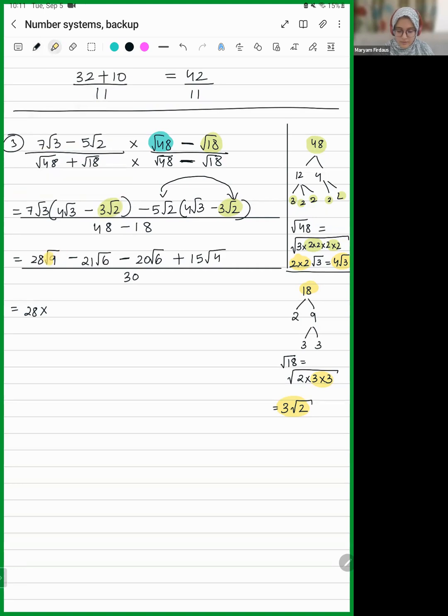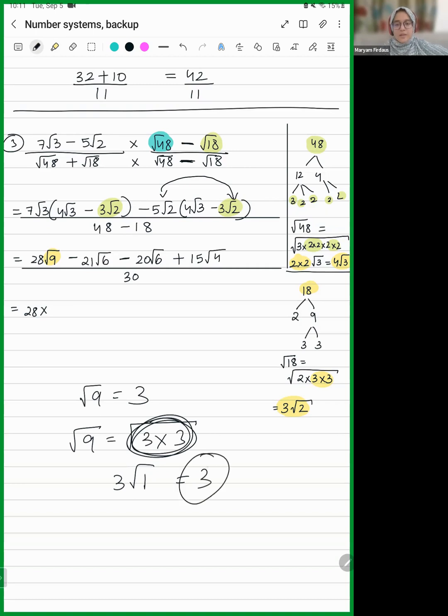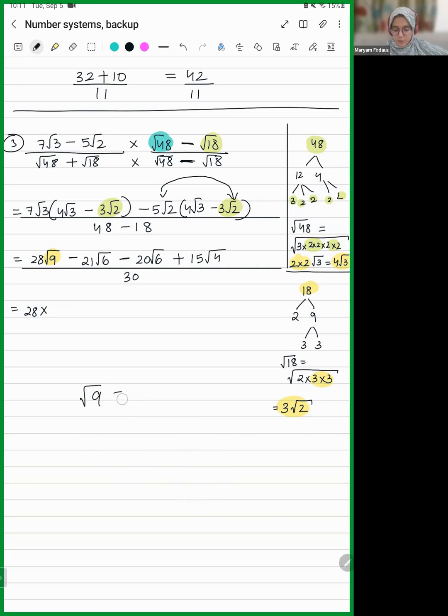3 into 3. Basically root 9 is 3, right? We know that root 9 is 3. And why is it like this? Because root 9 can be written as root 3 into 3. So that is why one of the 3 comes out. So it becomes 3 root 1, which is basically 3. Okay, both the 3's, when they come out of the root, they come out as just one 3. So that is how we get this thing. So root 9 is basically 3. We know that. So root 9 is 3.